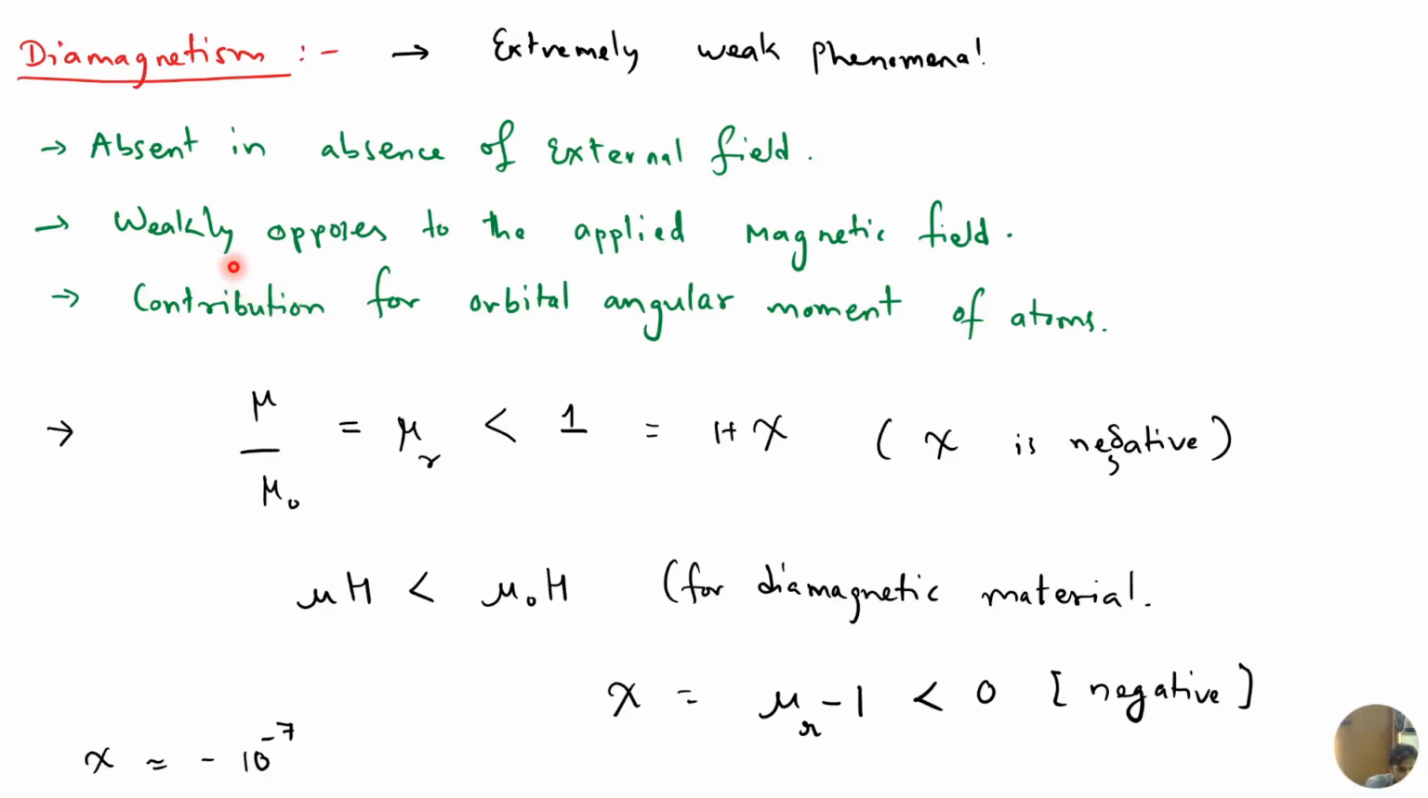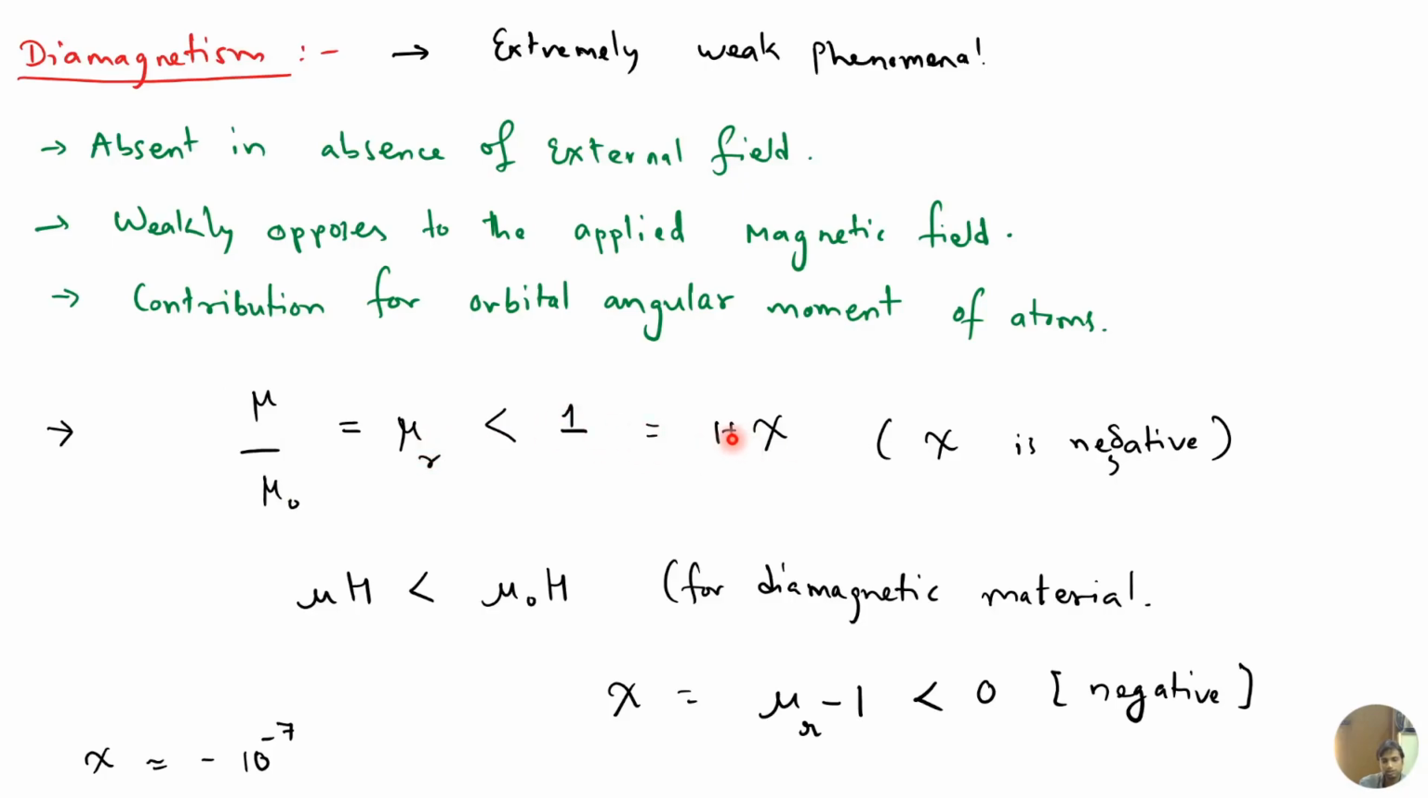So it will weakly oppose the applied magnetic field, but that opposition is very, very weak. It has a contribution from the orbital angular momentum of the atoms. And because the magnetic field is less than that of vacuum, you have mu r less than 1.